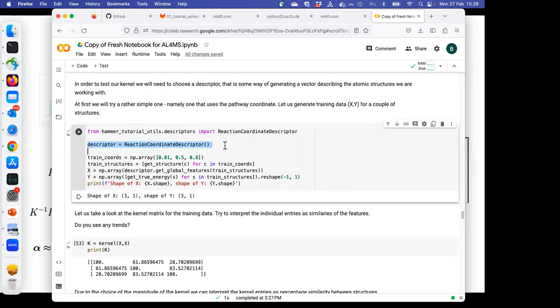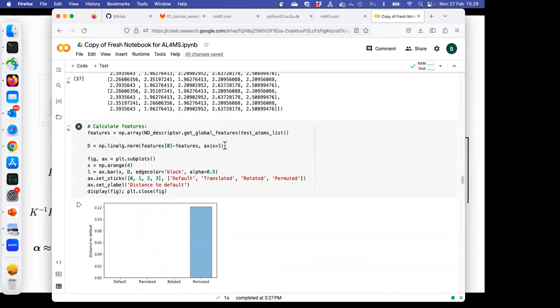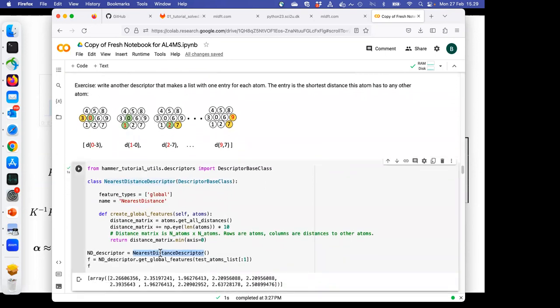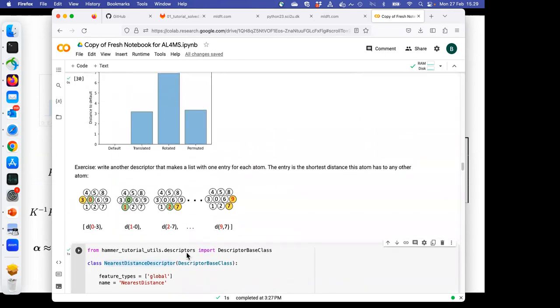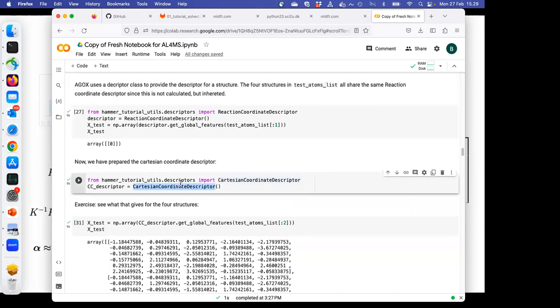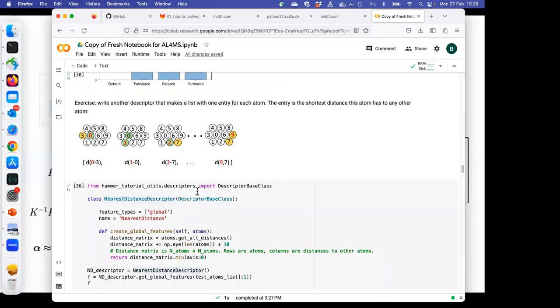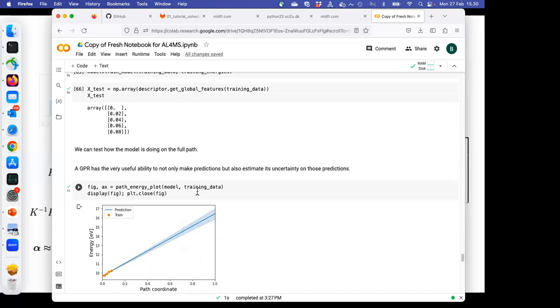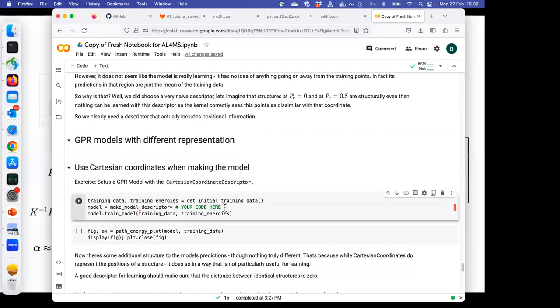And then this modularity of AGOX enables you to choose another descriptor. And in the last lesson, an hour ago, we had three other descriptors. So we can go back and see what they were. So we had one here, the nearest distance descriptor that we instantiated like that. And we had another one up here, the Cartesian coordinate descriptor that we instantiated like that. So this is the copy paste thing. Copy from that cell and then all the way down here to where, I mean, I'm solving the case, but I'm showing you how I navigate this. So that's what I had to do here.